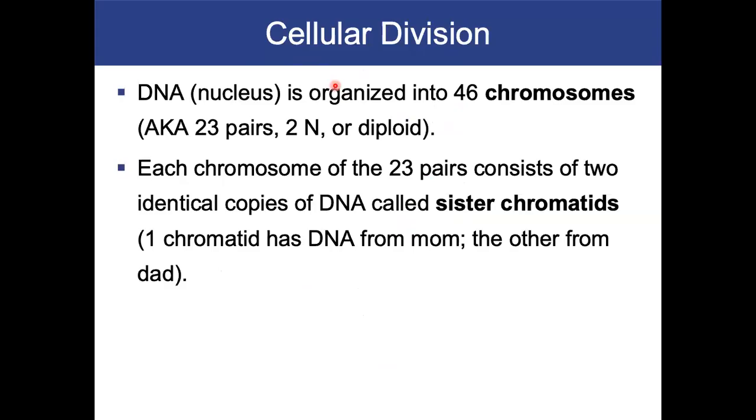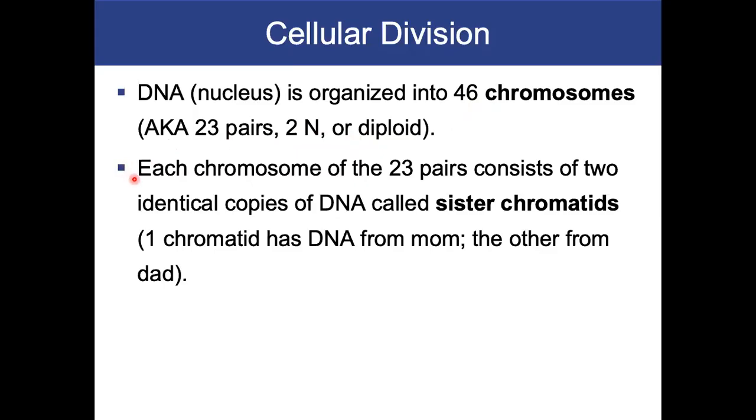Okay, so let me see if I can move this. DNA is organized into 46 chromosomes. We also call this 23 pairs, 2N cell, or diploid. So most of your body cells have 46 chromosomes, or 23 pairs, or 2N, or diploid. Red blood cells, the nucleus is actually ejected before it's mature, so red blood cells don't have a nucleus in them, but most of your body cells have the 46 chromosomes in them.